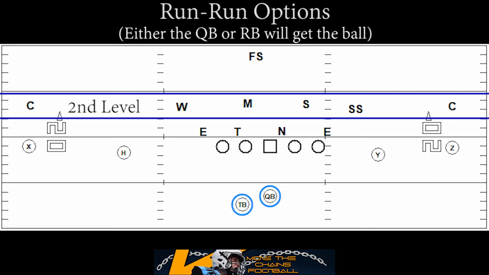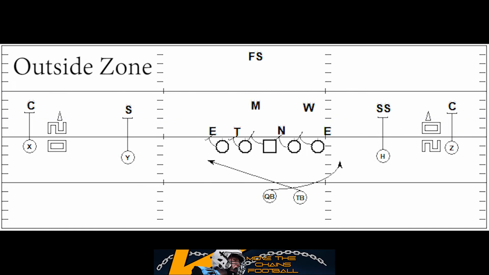First off, let's have a look at the second level run read option. Outside zone is the most common play that implements a second level run read option. This is because on outside zone, the defense is forced to cover more ground to the outside. Normally, on outside zone, the read man is the end man on the line of scrimmage, who is a first level defender.